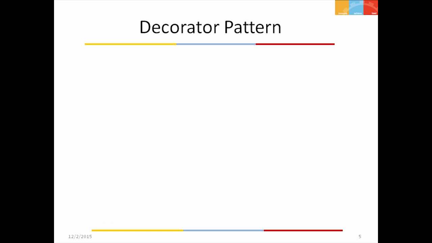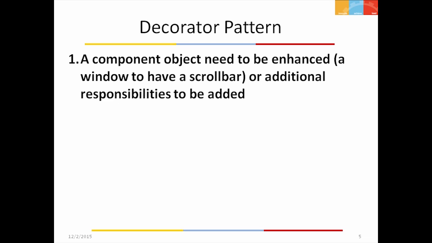What is a decorator pattern? So the requirement is that a component object needs to be enhanced. For example, I have a component, a GUI component window, and I would like to add a scroll bar to it. So my window, that object that I had, did not have a scroll bar. I want to add a scroll bar. So that is basically one requirement. Or there could be additional responsibilities that I may want to add.